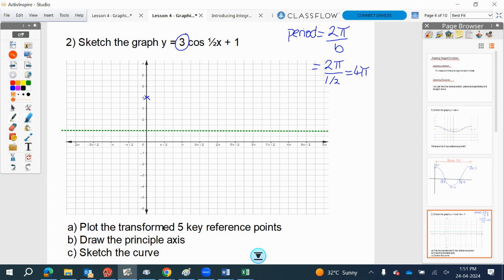We should cross the principal axis normally at pi over 2, but we've doubled our period, so we should be doubling that. So we're going to be crossing at pi. We would normally reach our minimum at pi. We're doubling that, so we should be reaching our minimum at 2 pi. We need to be 3 down from this, so 1, 2, 3 down from there, that's at -2. This one's going to be here, and then this one's going to be up here at 4. Let me just get that right.